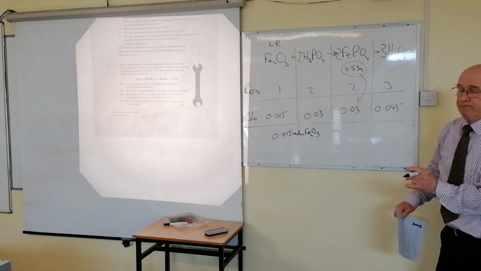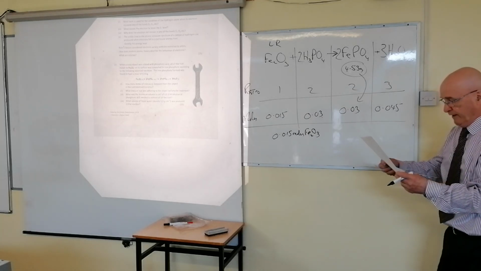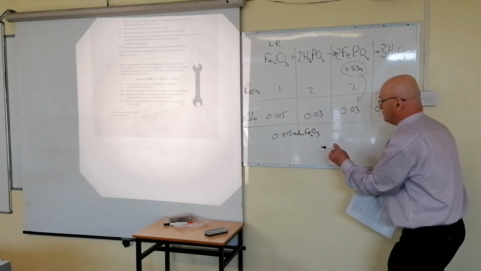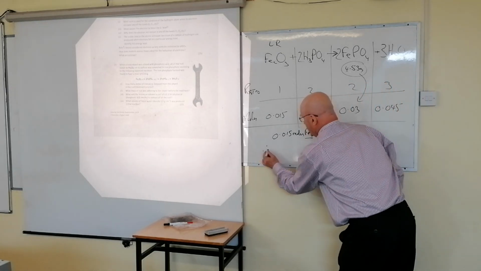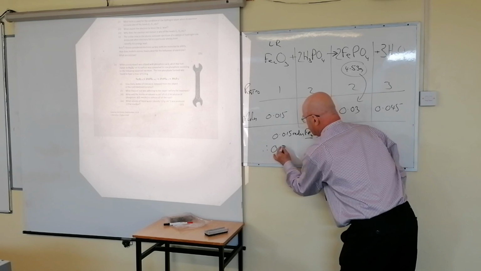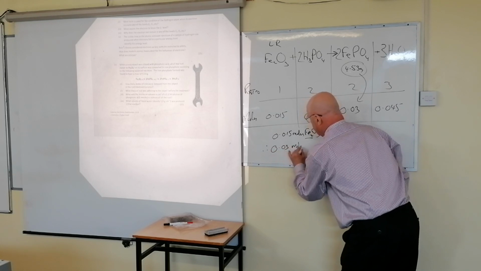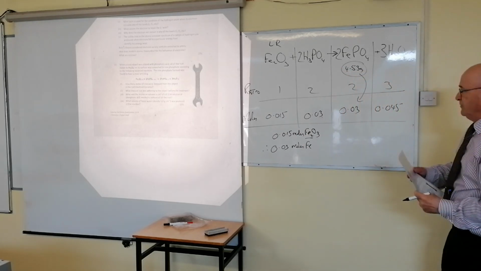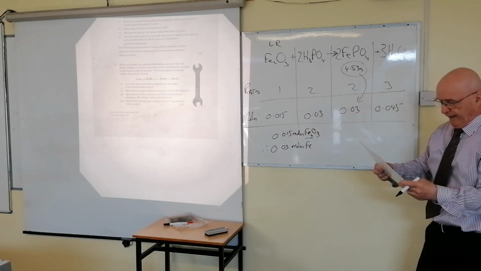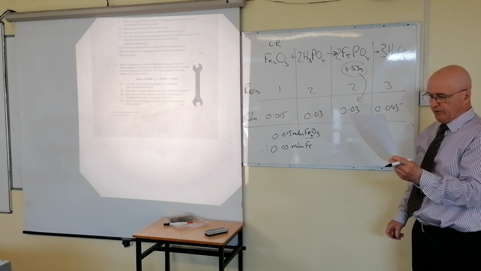That's not what they asked you though. They asked you how many moles of iron was removed, so you have to multiply by 2. There are 2 irons in every one of them, therefore there is 0.03 moles of iron removed. Okay? Now, very important that you took that out of the mole strip, and that's what you got. That was that one, 0.03 moles.